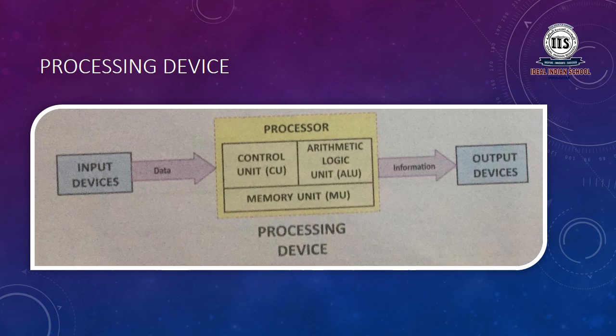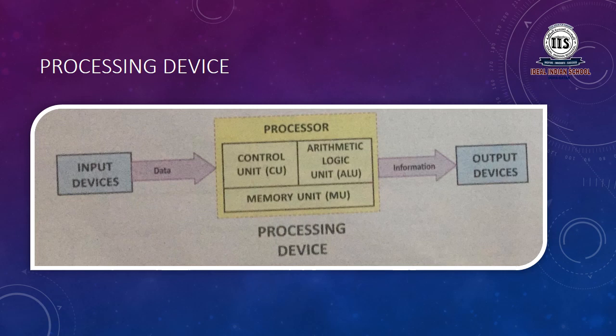Now the next component is the control unit. The control unit is used to control all the functions of a computer. It checks what to do and when to do. Now the last one is the memory unit. The memory unit stores the data or information which can be taken out and changed at any time.